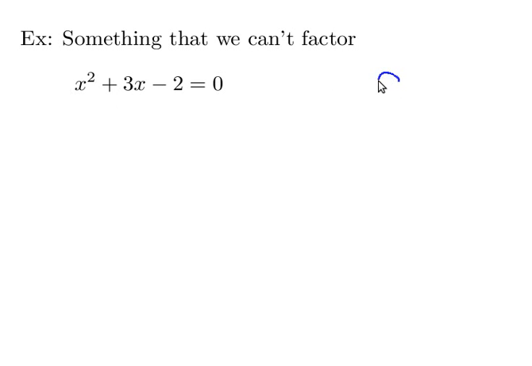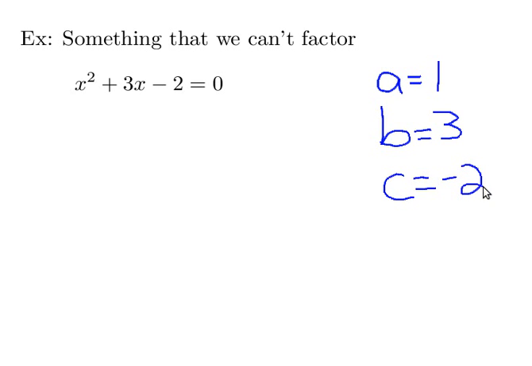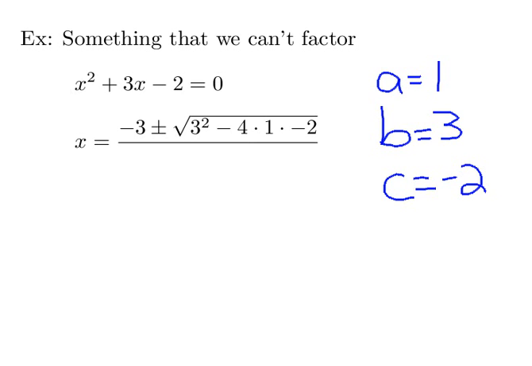So remember, I'm going to write this over here. Our a, just like before, is equal to 1 because we have an understood 1. Our b is equal to 3, and our c is equal to negative 2. So now let's go ahead and put this into the quadratic equation. So we have x equals negative b. So negative b is just going to be negative 3 plus or minus square root of b squared minus 4. Oh, I actually just wrote in b instead of 3. 3 squared minus 4 times 1 times negative 2, all over 2 times 1.